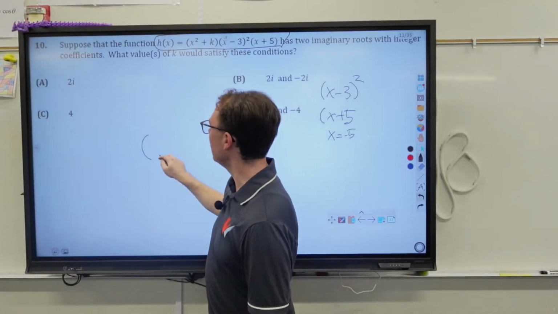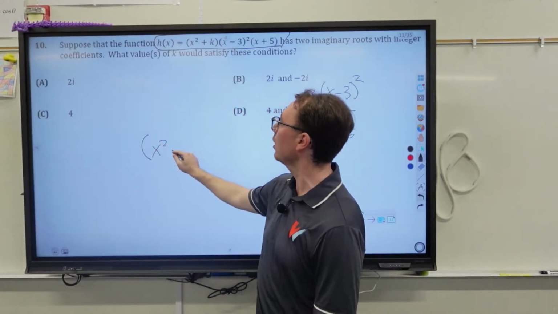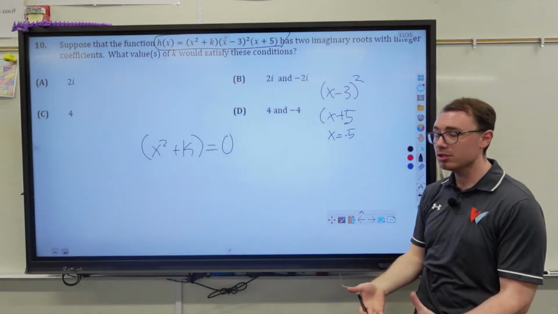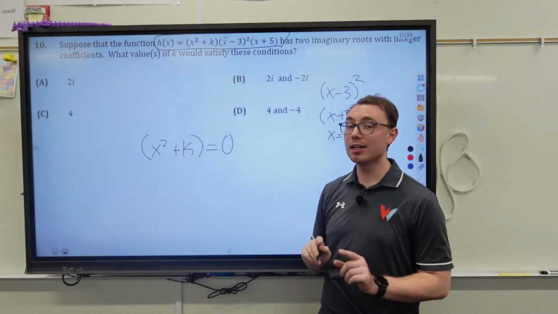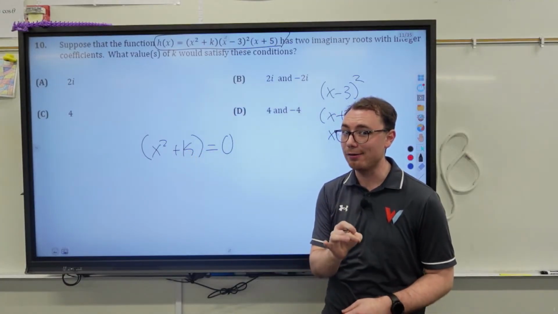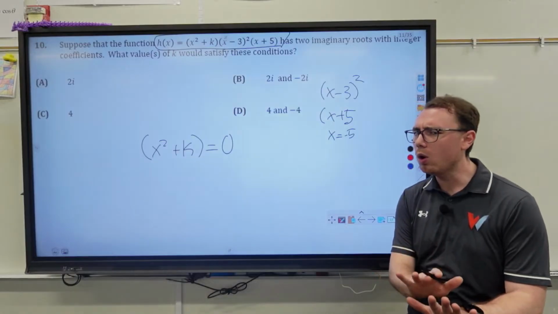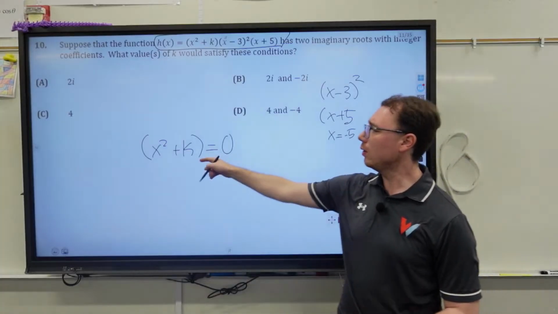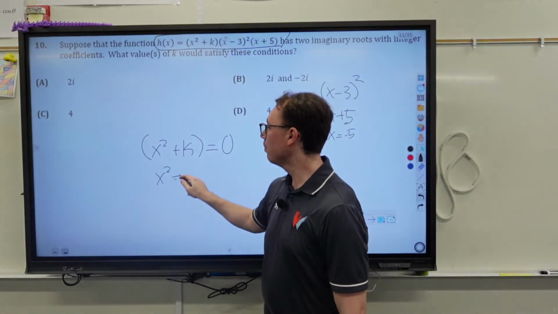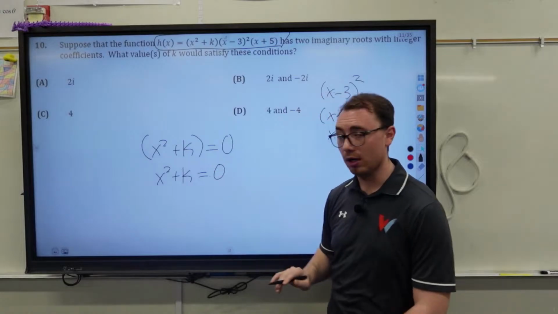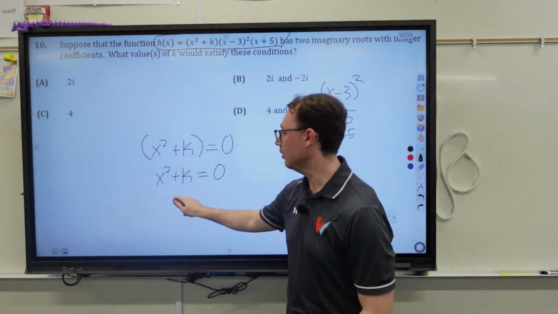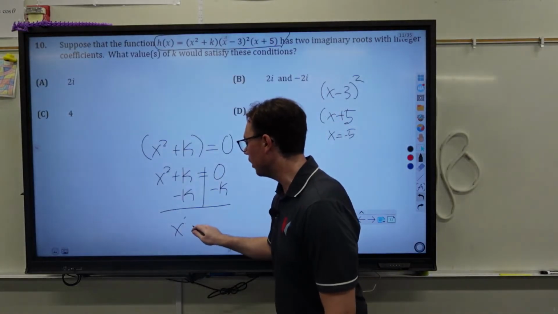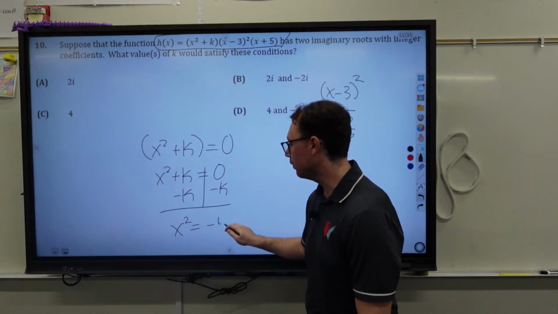What we want to try and find is if x squared plus k is to give us imaginary numbers, we want this k here to actually be a negative value. The reason why we want this to be negative is if we were to solve this problem out, we would just have x squared plus k is equal to 0. If we subtract k and k is some negative number, then we'd get x squared is equal to negative k.